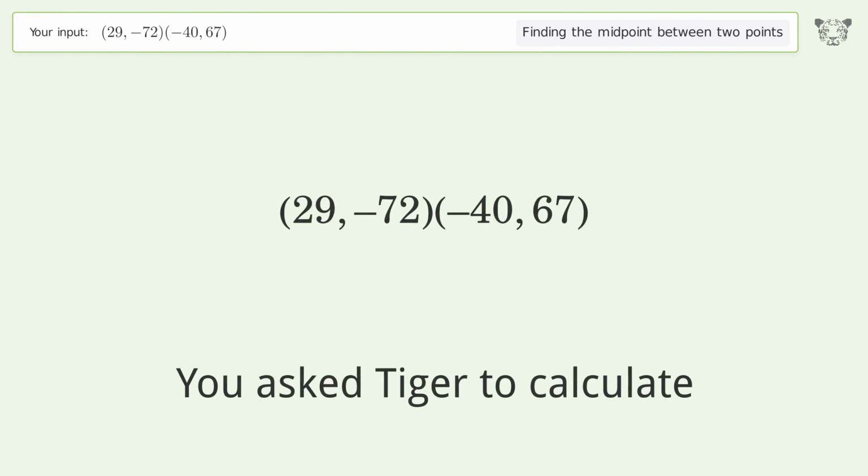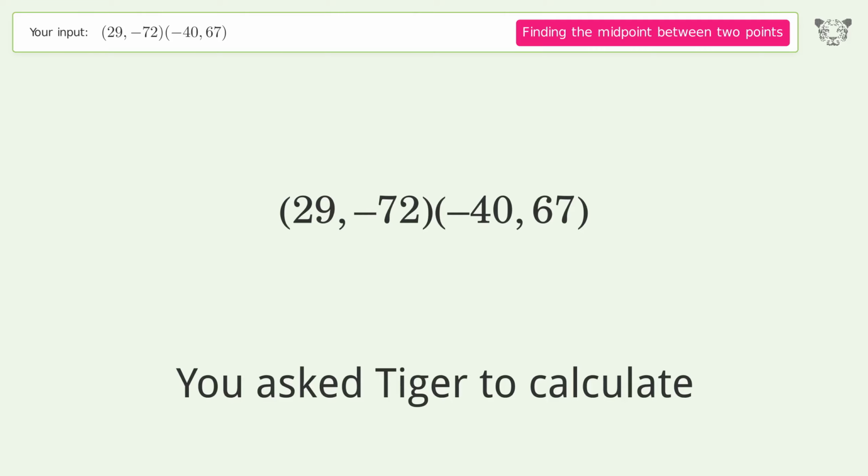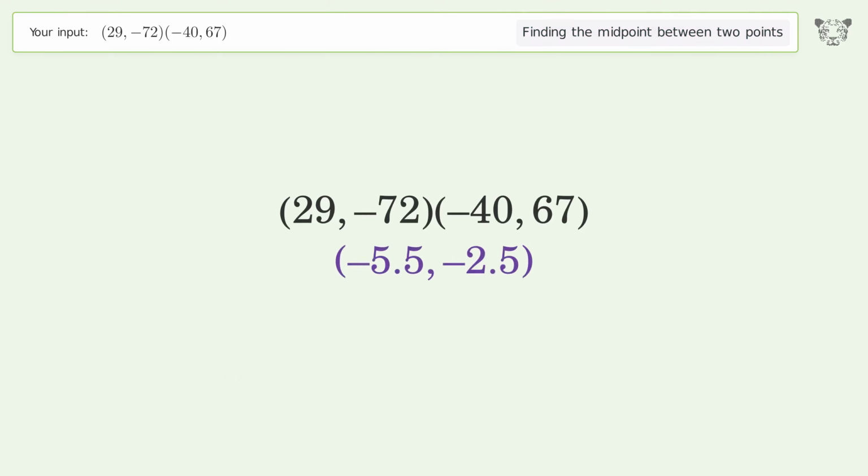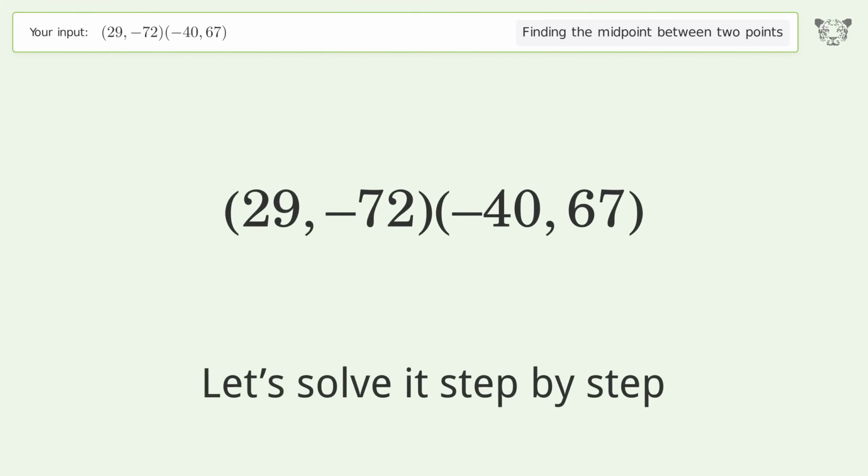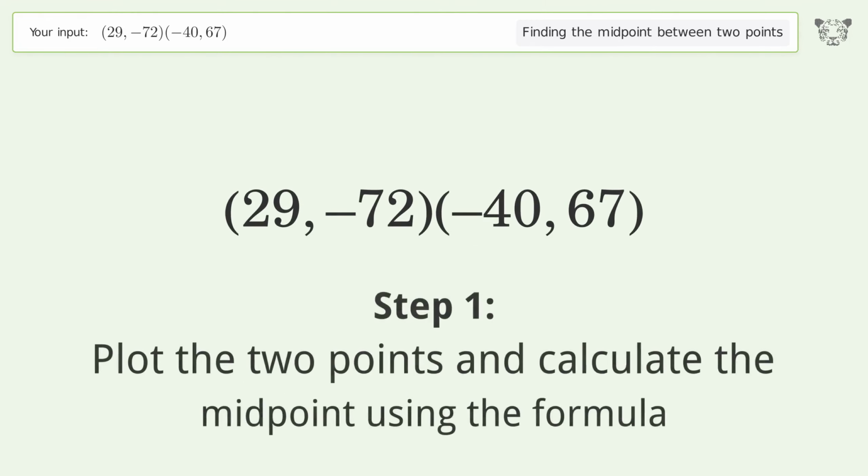You ask Tiger to calculate. This deals with finding the midpoint between 2 points. The midpoint between the 2 points is -5.5, -2.5. Let's solve it step by step. Plot the 2 points and calculate the midpoint using the formula.